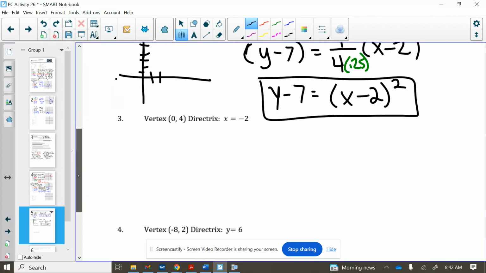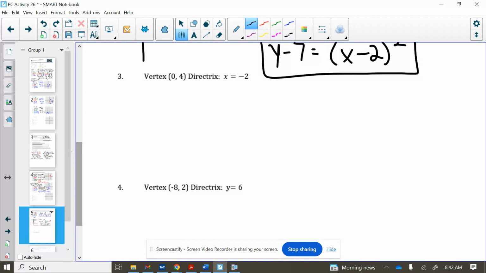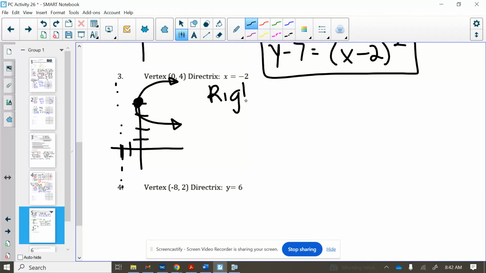In our next example, we are given the vertex and the directrix. So again, I always like to start with a quick little sketch just to see my shape. So here's my vertex. This time I have a vertical line, x equals -2 as my directrix. Now we always have a parabola that goes away from its directrix towards its focus. So in this case, this is going to end up being a right-facing parabola, and we know then that the y value is squared.